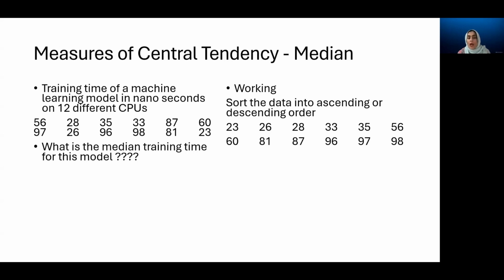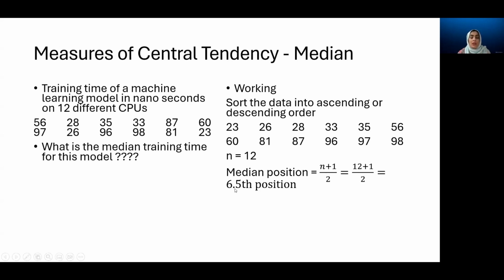Now, what's the count? It is 12, and we know that 12 is even. We should also already know that when it is even, we're going to get a fractional value as the midpoint. So n is 12, and 12 plus 1 divided by 2 gives us 13 by 2, which is the 6.5th position. That means we will have to identify two values and take their mean: the sixth position and the seventh position.